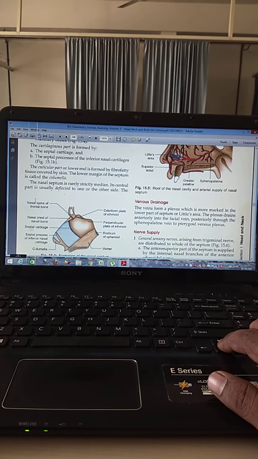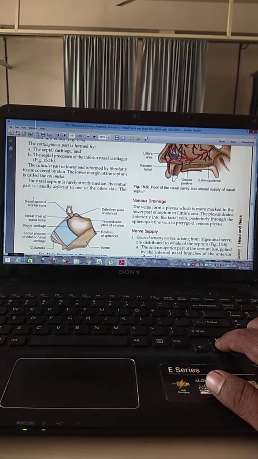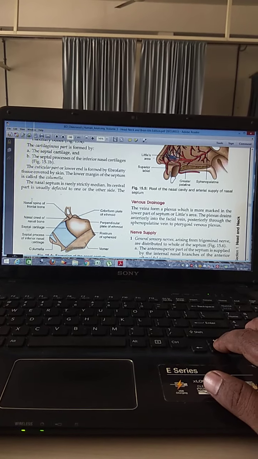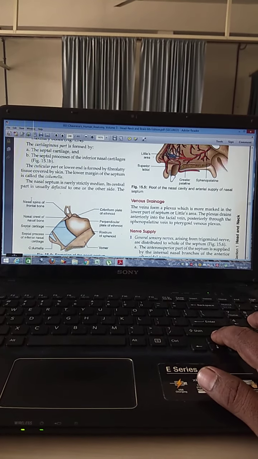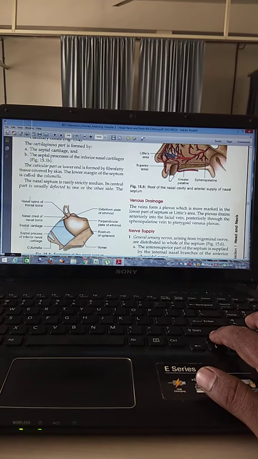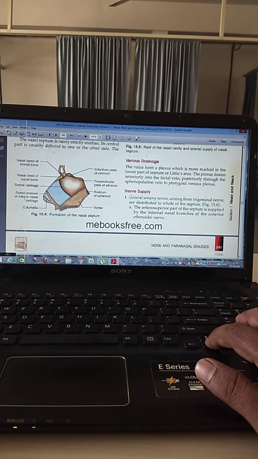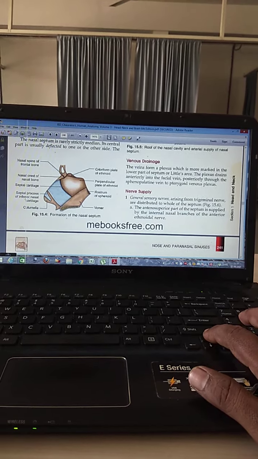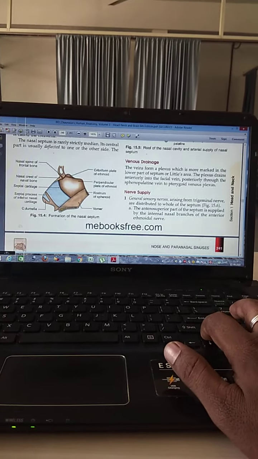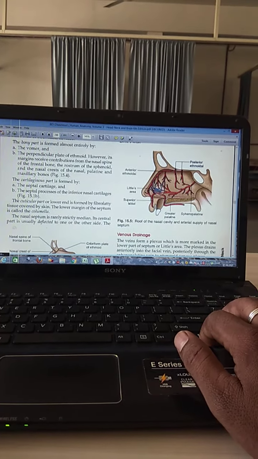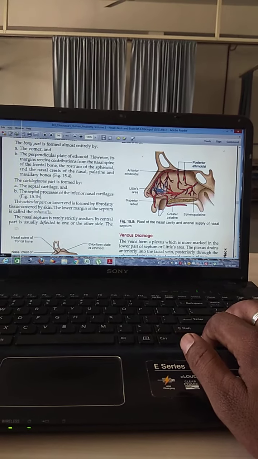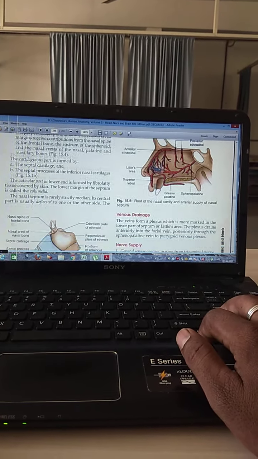The nasal septum is rarely strictly median. Its central part is usually deflected to one or the other side. This is the figure of the formation of the nasal septum. This figure shows the roof of the nasal cavity and the arterial supply of the nasal septum.